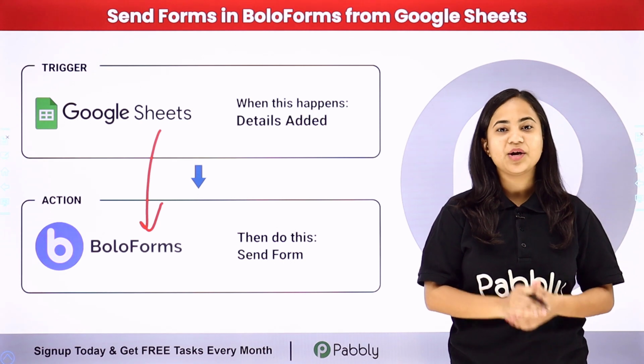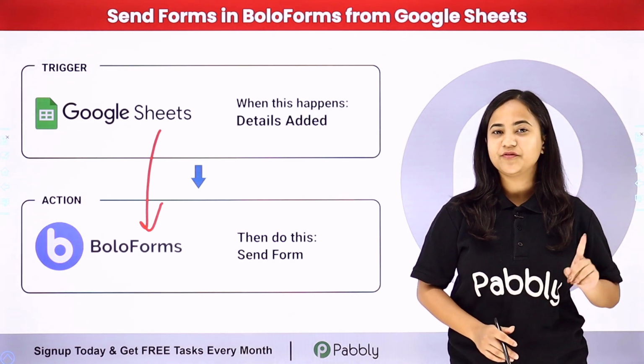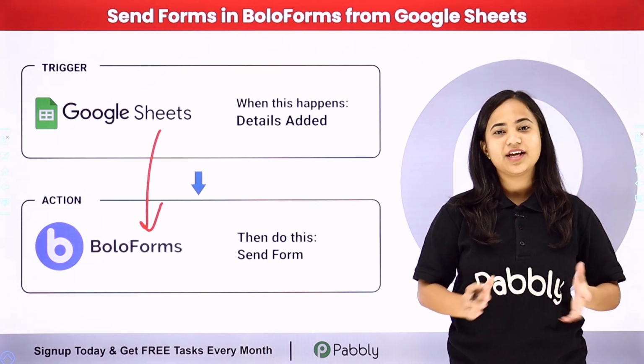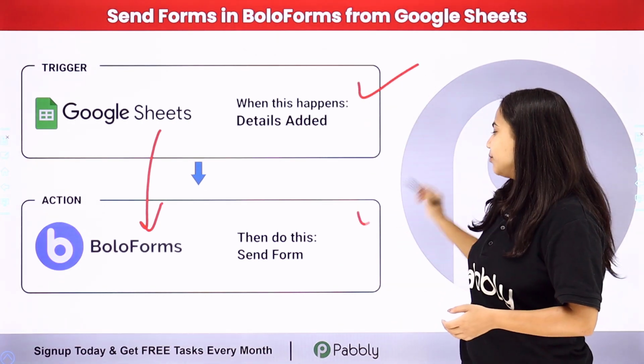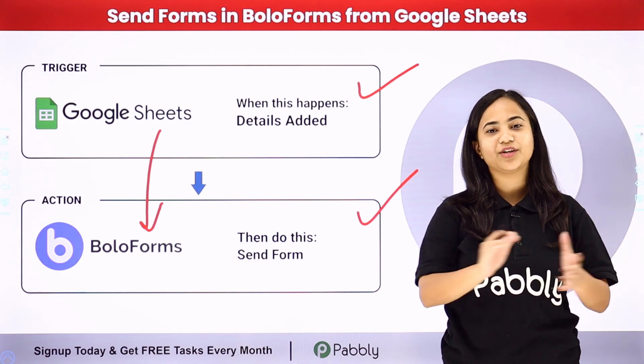of Pabbly Connect. Pabbly Connect works on two principles. First is trigger and second is action. Here my trigger application is Google Sheets and my action application is BoloForms. To learn how to do this, let me take you to my screen.